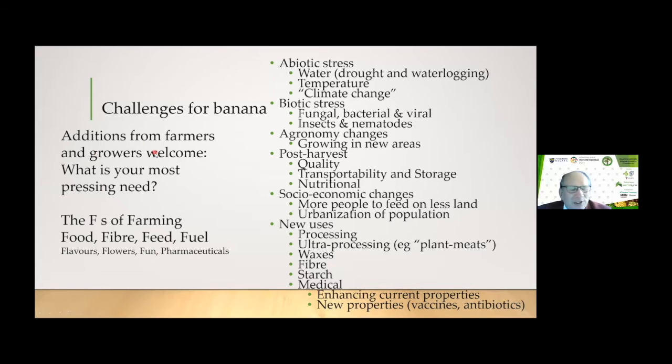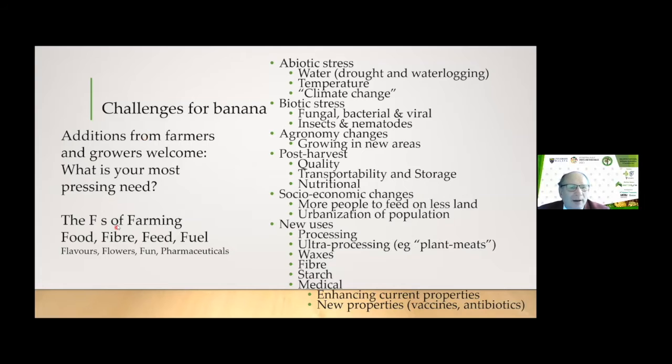But farmers' challenges can be very different. It's very important for geneticists like myself to be in contact with the farmers as well as the breeders so that we can help to address these different challenges.